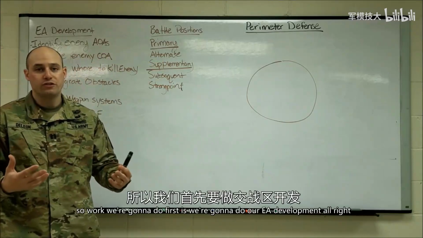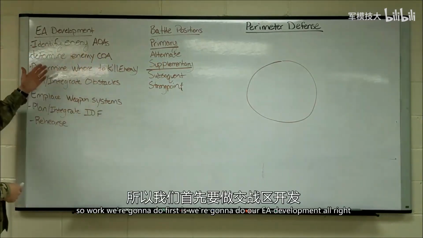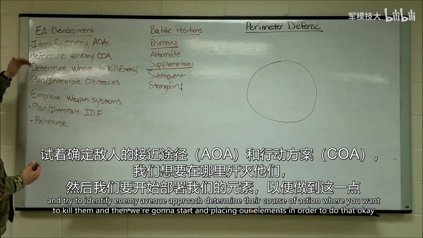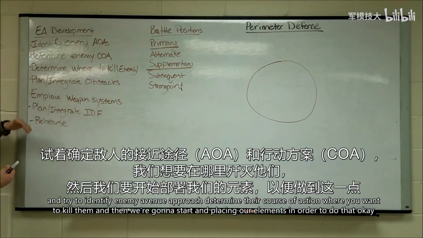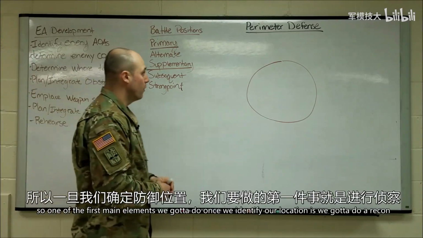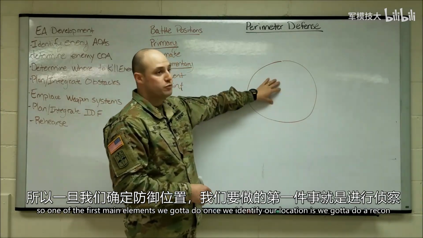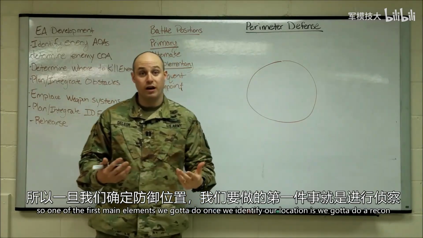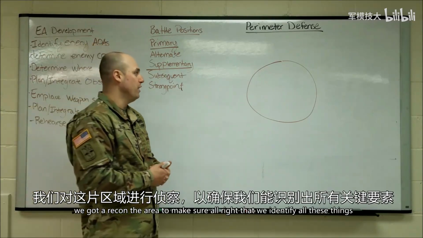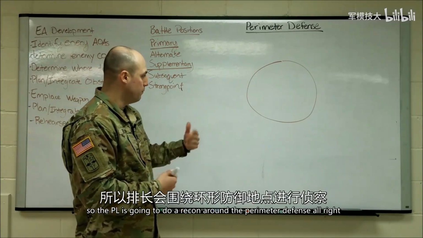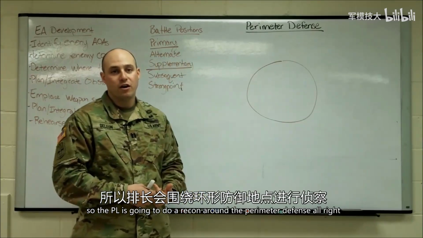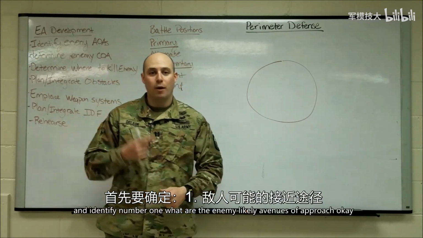So what we're going to do first is our EA development, and try to identify enemy avenues of approach, determine their course of action, where we want to kill them, and then we're going to start placing our elements in order to do that. One of the first main things we have to do once we identify our location is a recon. We have to recon the area to make sure we identify all these things. So the PL is going to do a recon around the perimeter defense.